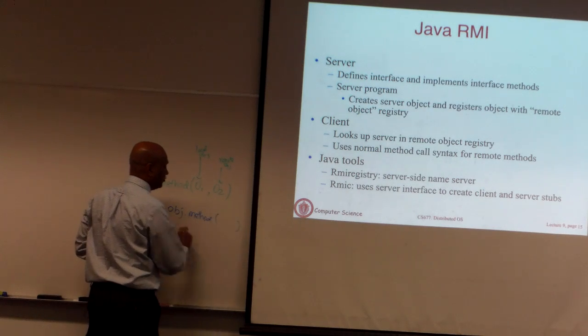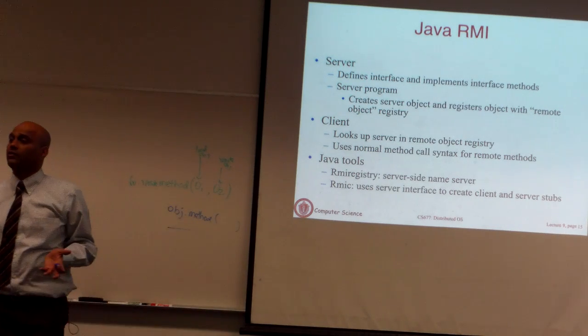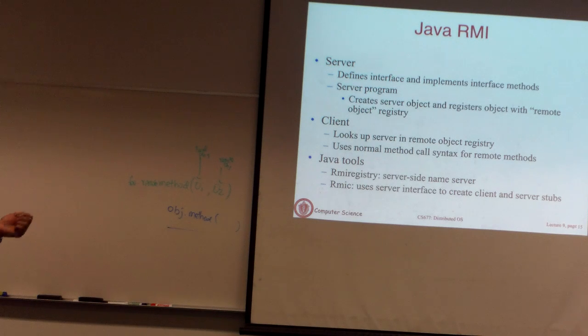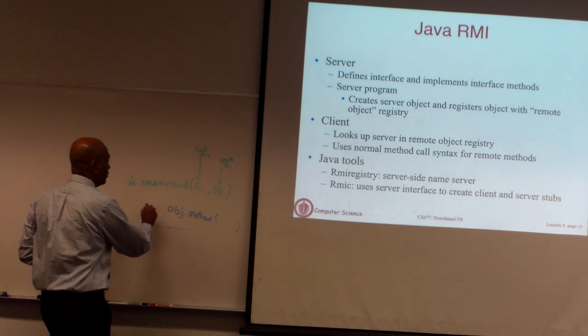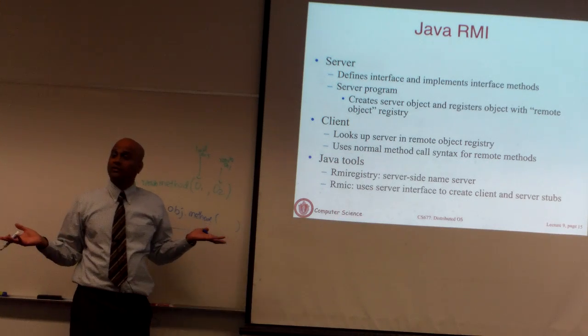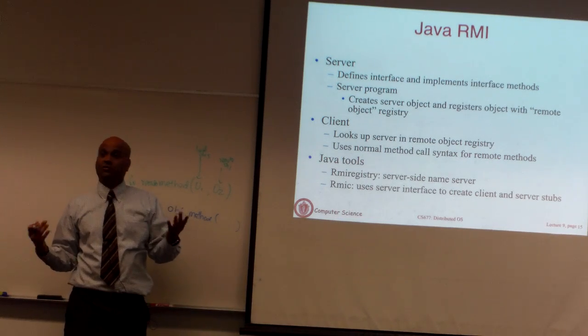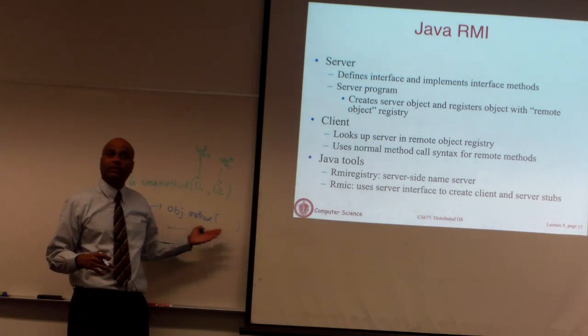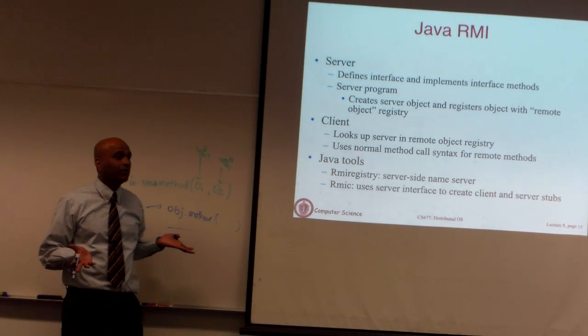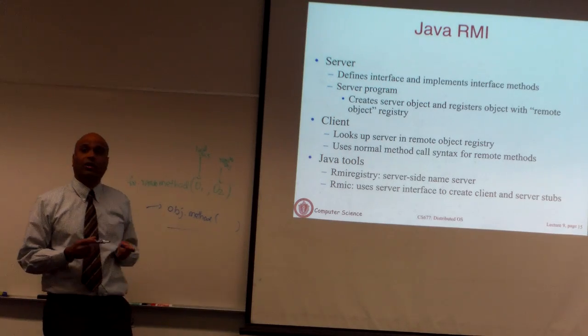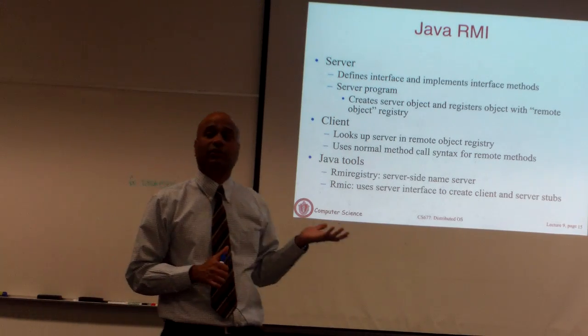Okay, the same syntax that you use for any local object method invocation, you are going to use for remote object method invocation as well. Note that when you do this, you have not specified where the server is running, the IP address of the server, or the port number. You are simply calling methods on objects like you normally do. It just so happens that these are not local objects, they sit on some other machine.